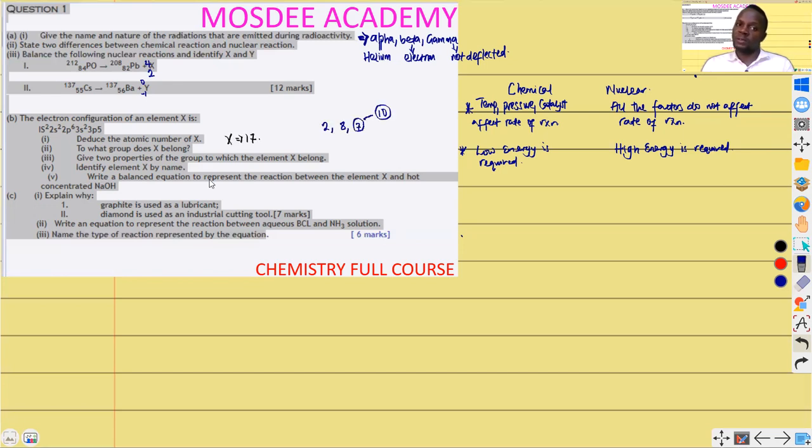So I hope students understand that. It's also very simple to know this, as this is a group 7. You can just write group 7. We have to give two properties of the group to which the element belongs. So about group 7, which is the Mendeleev periodic table.